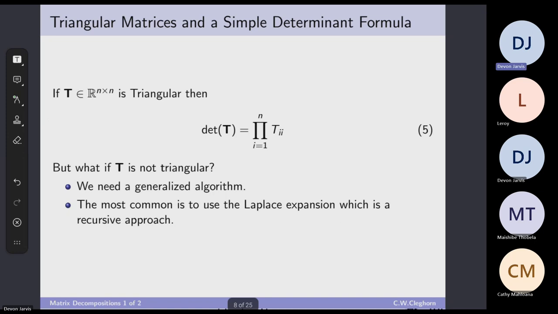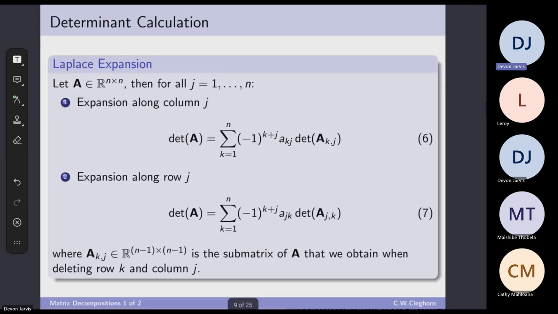All right. So what if T is not triangular? If it is triangular, you just take the product of the diagonals. But if it's not, then we need a more generalized algorithm. The most common approach is to use the Laplace expansion, which is a recursive approach. It's what I just showed two slides back for 3D, and as I said, it generalizes Sarrus's rule. This is the general equation for it.